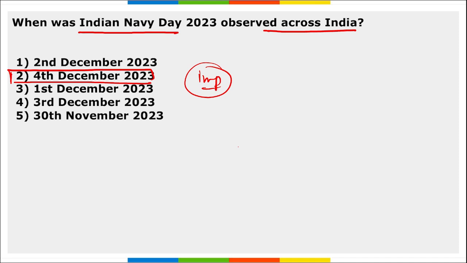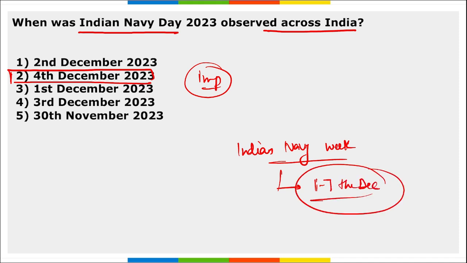Right? Then there is Indian Navy Week also. Indian Navy Week is observed from when to when? From 1st to 7th of December. Right? From 1st to 7th of December, we observe Indian Navy Week.